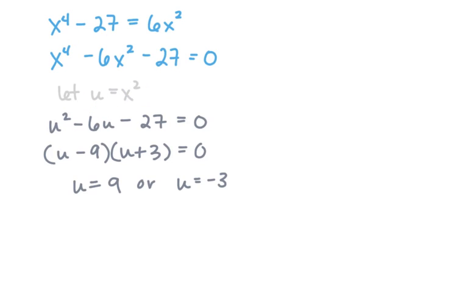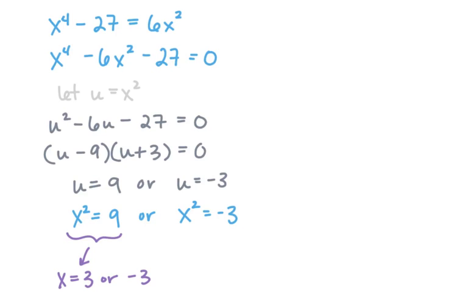Of course, we don't want a u solution, we want an x solution. So we'll sub that x squared back in for each of those u's. I have x squared equals 9 or x squared equals negative 3. So that gives me this first piece here. Using my square root principle, I will get x is positive 3 or negative 3, plus or minus the square root of 9. And my other one here I'm actually going to get an imaginary number. I'm going to get x equals positive root 3i or negative root 3i.